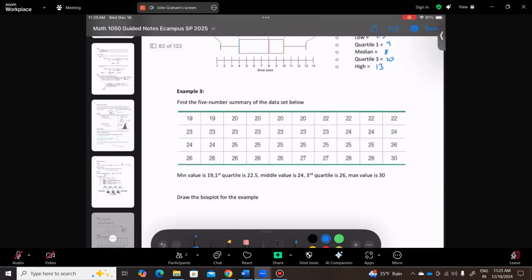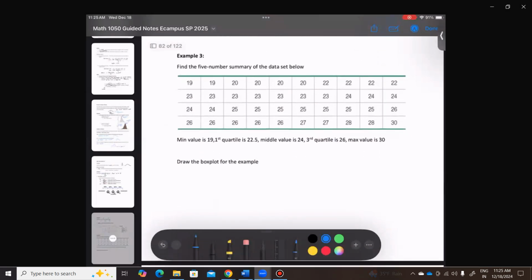Right, so we're going to go to another data set. This one has, let's see, 1, 2, 3, 4, 5, 6, 7, 8, 9, 10. So it has 40 data points. Okay. The minimum, the low value, is going to be 19. High value is going to be 30.